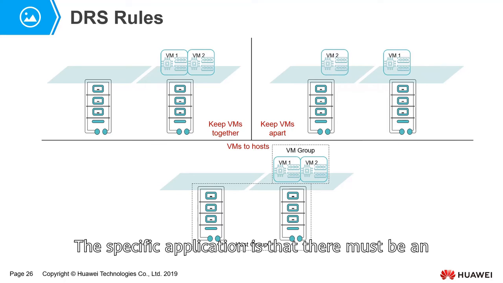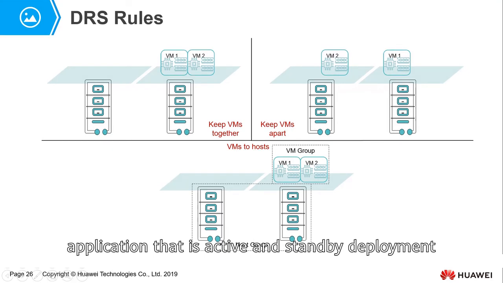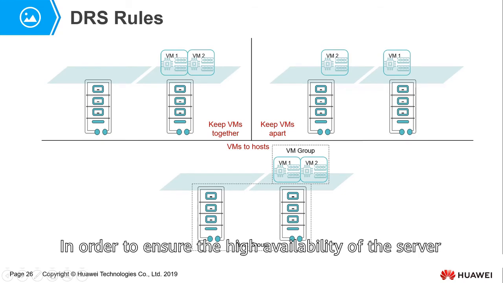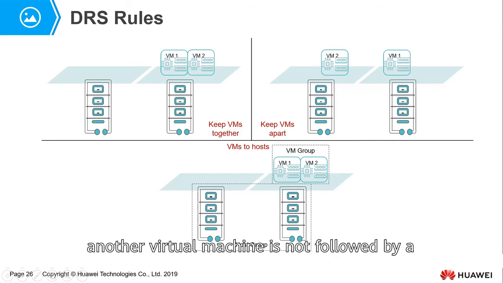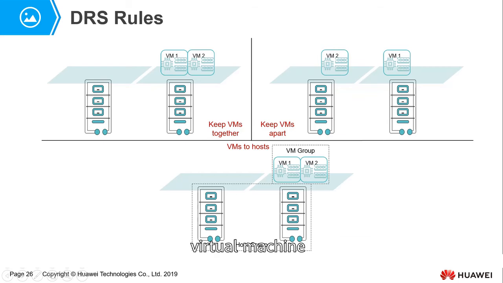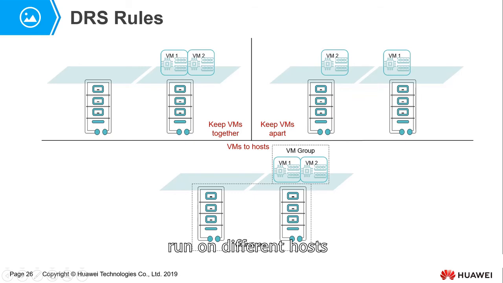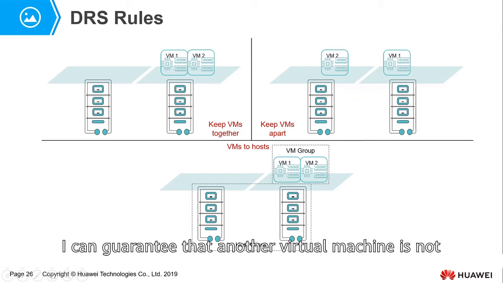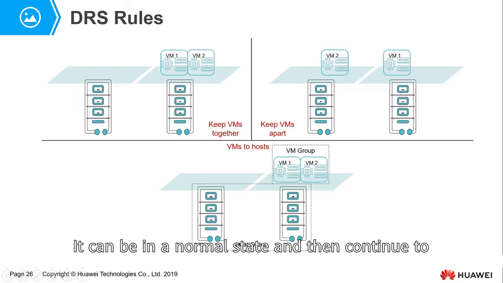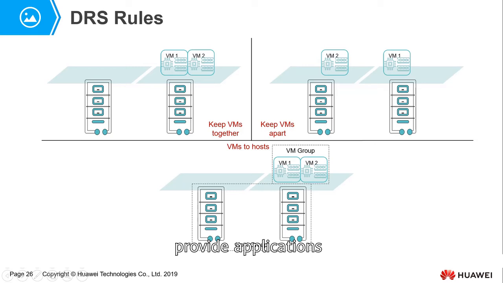The specific application is an application with an active and standby deployment. In order to ensure high availability of the server, another virtual machine takes over when one fails. At this time, we let the two virtual machines run on different hosts. Even if a host fails, I can guarantee that the other virtual machine is not running on this host, so it can be in a normal state and continue to provide applications.